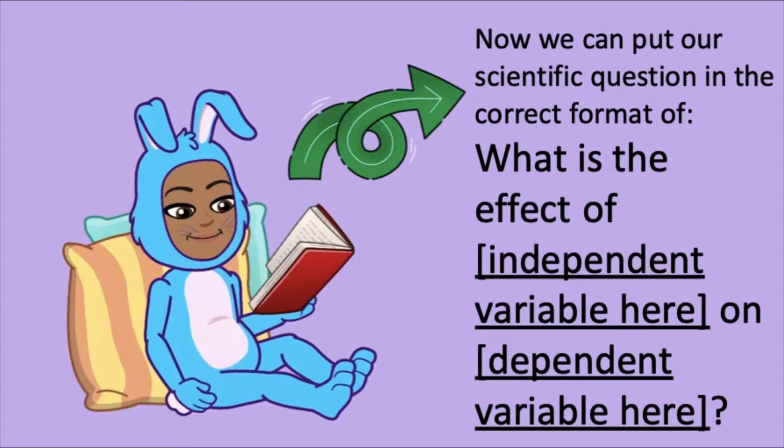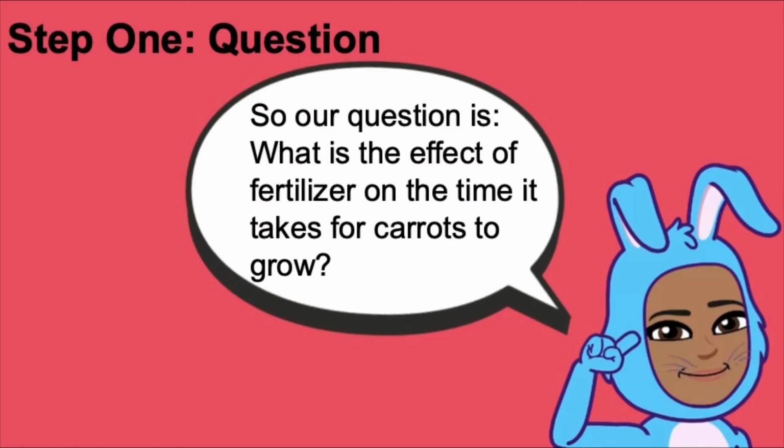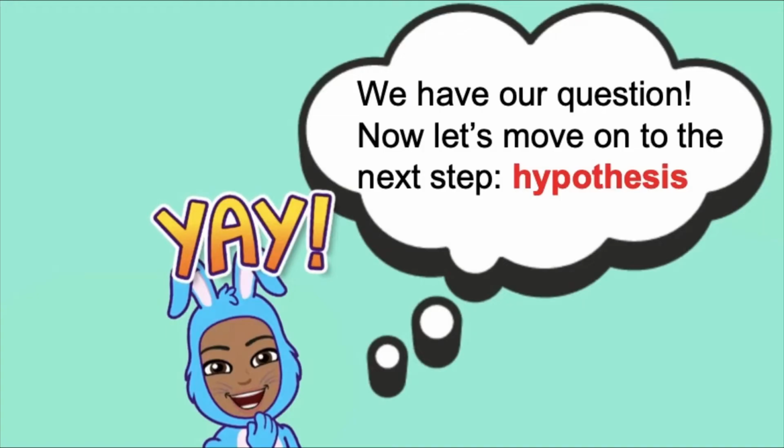Now we can put our scientific question in the correct format of: what is the effect of independent variable here on dependent variable here. So, our question is, what is the effect of fertilizer on the time it takes for carrots to grow? Yippee! We have our question.